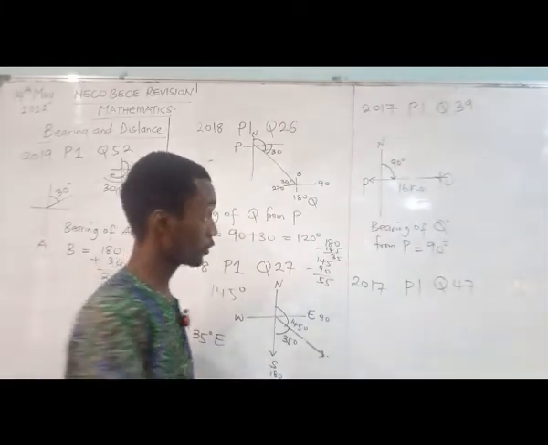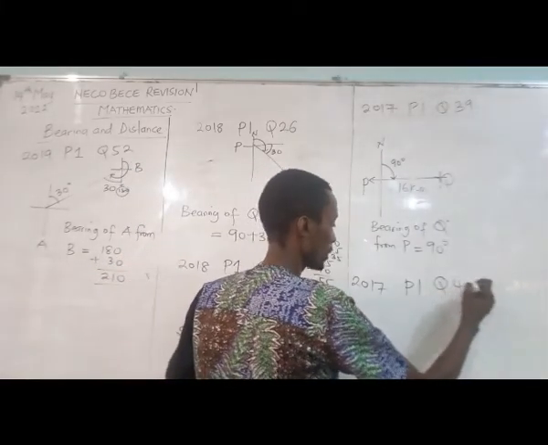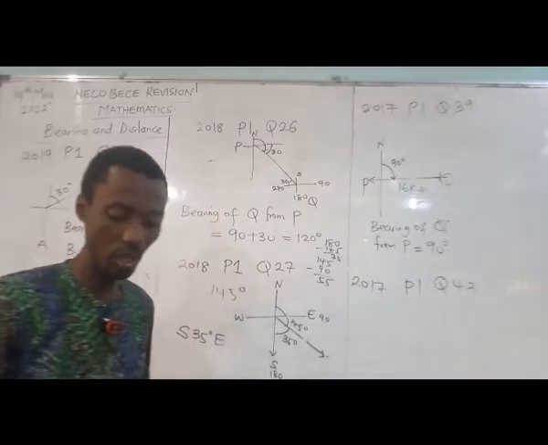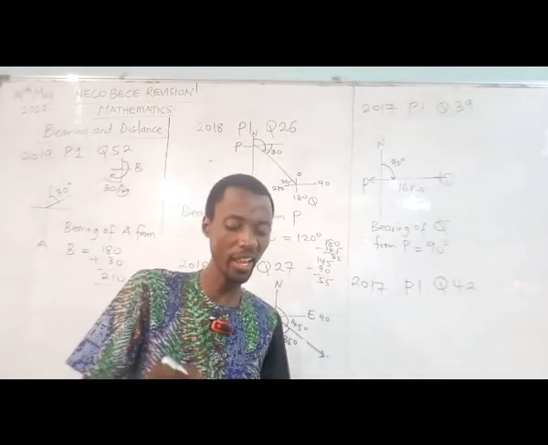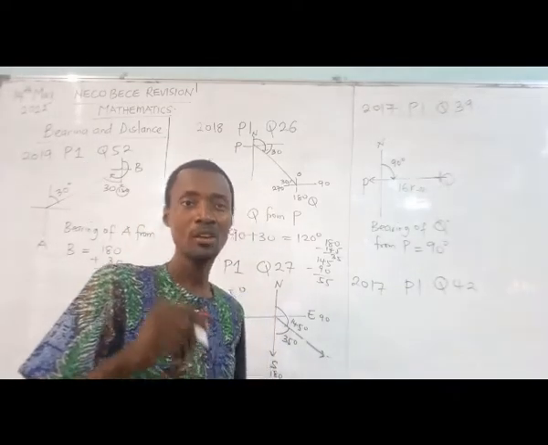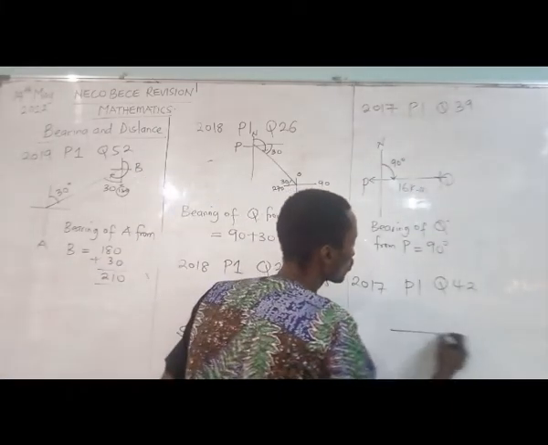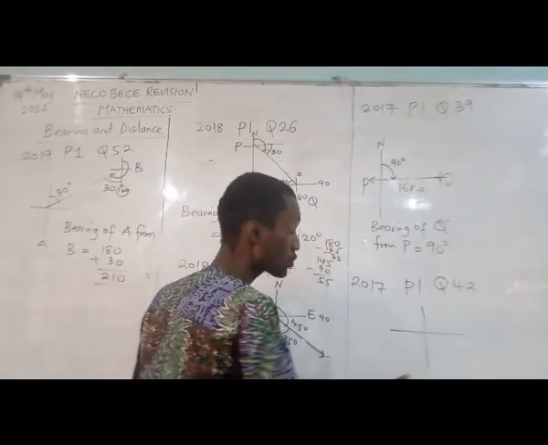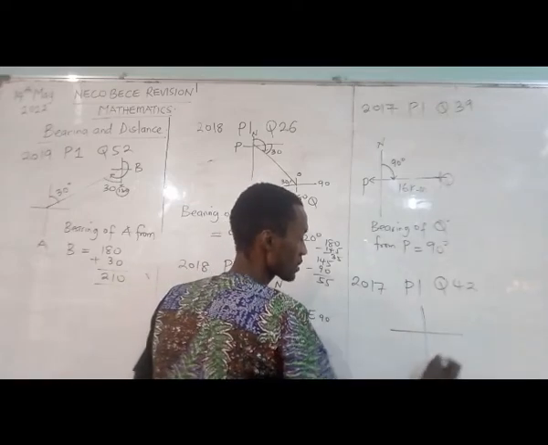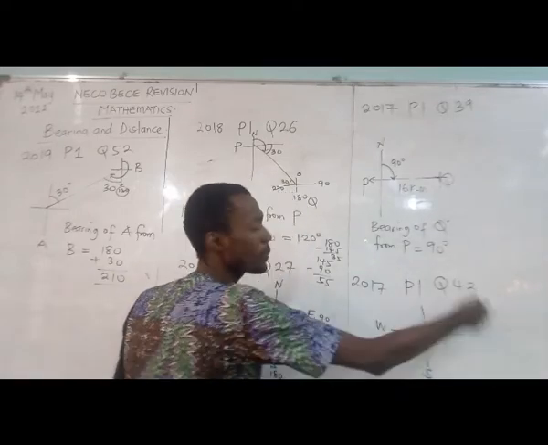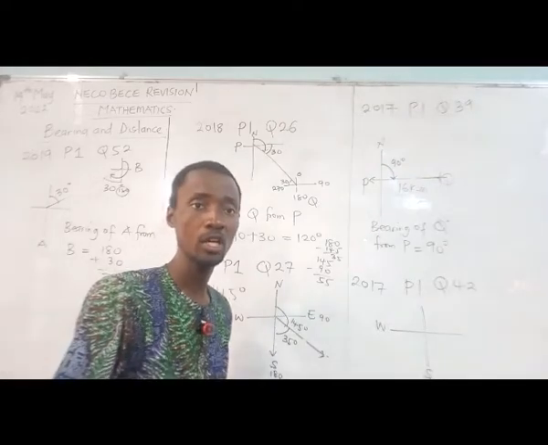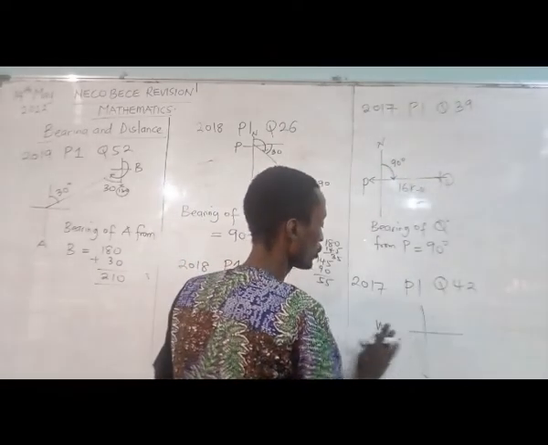Now that question says 42. I think it should be question 42. It says, which of the following is equivalent to south 56 degrees west? Now the first thing you need to do is to draw what it is. This is south. This is west. You don't need to label everything. All you need to identify is your south and your west.